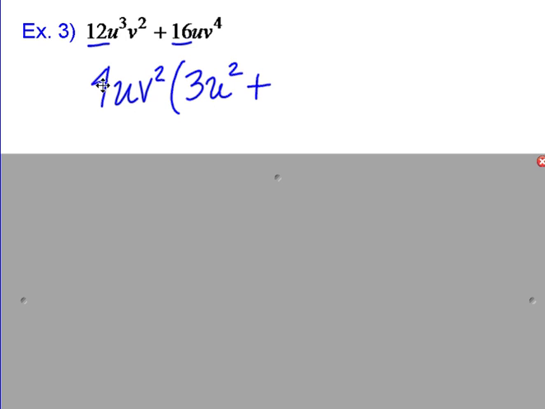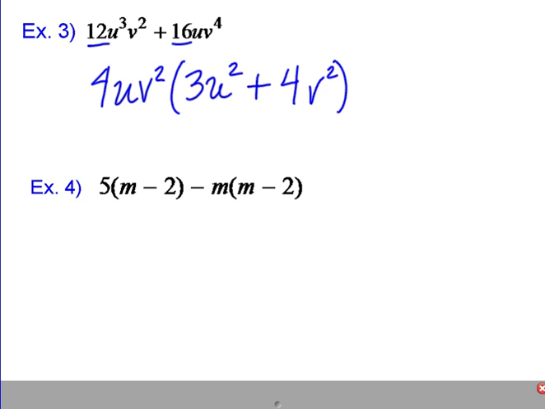Going to the second term, 4 times 4 is 16. I already have 1 u outside, don't need another one, but I do need 2 more v's. And this is prime factored. We'll do it again here, and here I want you to notice that both of these, 5m minus 2 and m times m minus 2, have a binomial in common.